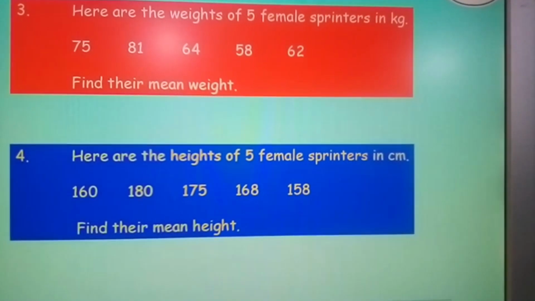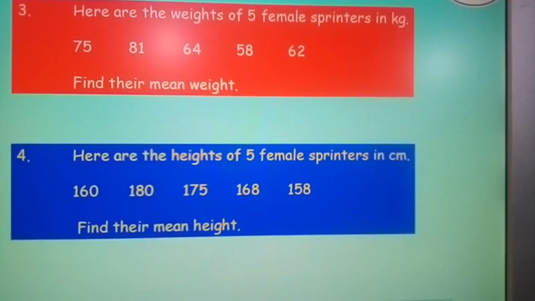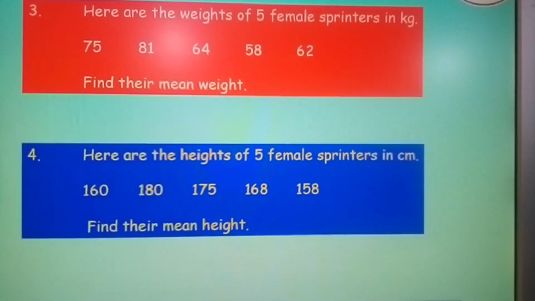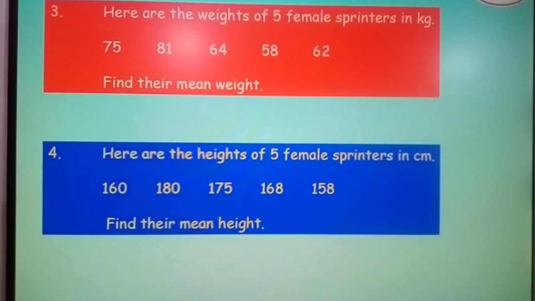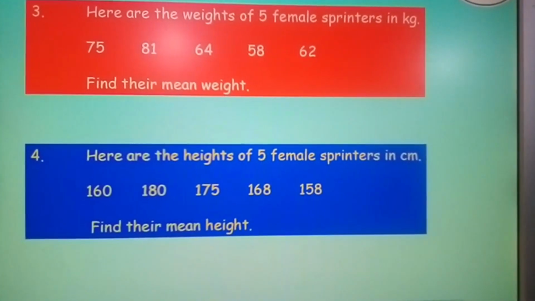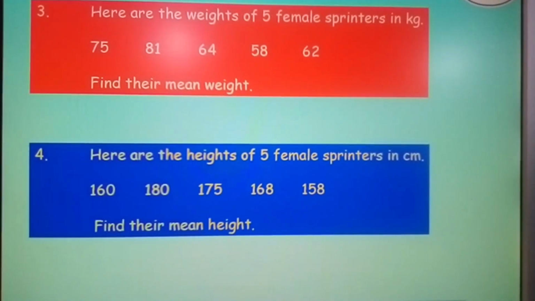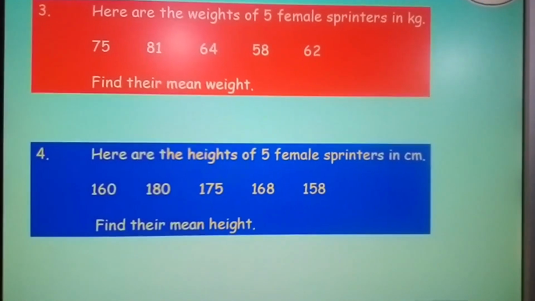Questions on mean again. Here are the weights of 5 female sprinters in kilograms. Find their mean weight. Here are the heights of 5 female sprinters in centimeters. Find their mean height. Again, do this for me please before I go forward. You should now have enough practice on this. So, are you ready? Have you done it?